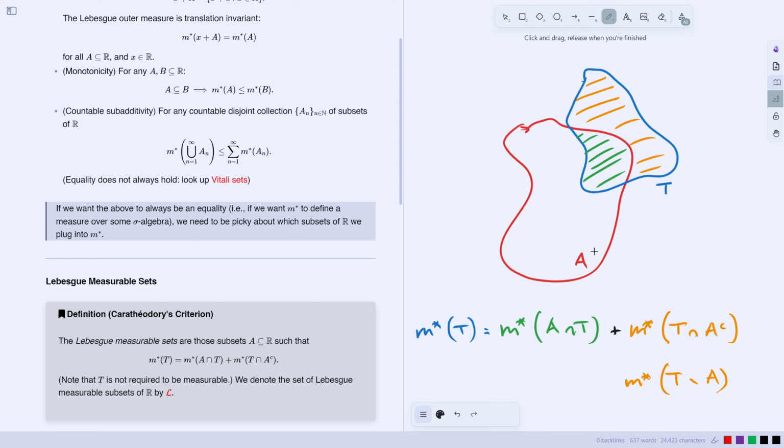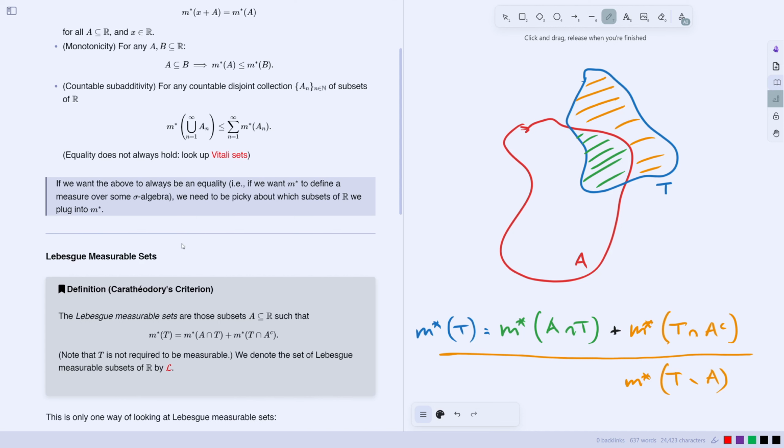Okay? And we're saying that A, right? All this attention on the set T, but the whole thing's really about A in the end. A will be Lebesgue measurable if for any set T, whether it intersects A, whether it's disjoint from A, whether it's a subset of A, we have this equality here. And in that case, A is measurable. We denote the set of all measurable subsets of R by this cursive L right here.